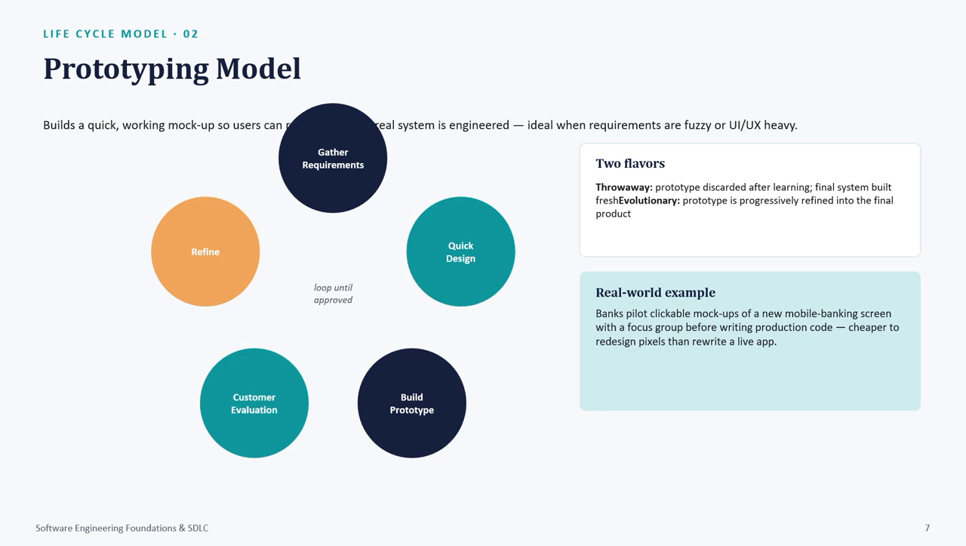Two flavors. Throwaway: the prototype is discarded after learning, and the final system is built fresh. Evolutionary: the prototype is progressively refined into the final product. Real world example: a bank pilots clickable mock-ups of a new mobile banking screen with a focus group before writing production code. Cheaper to redesign pixels than rewrite a live app.